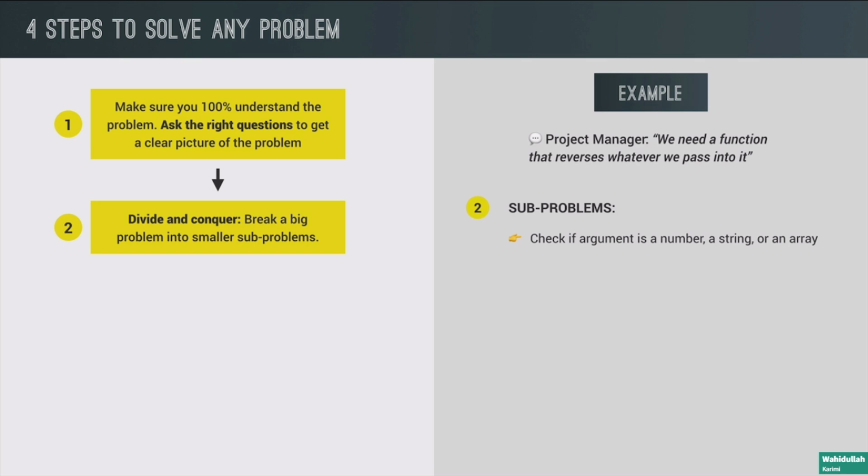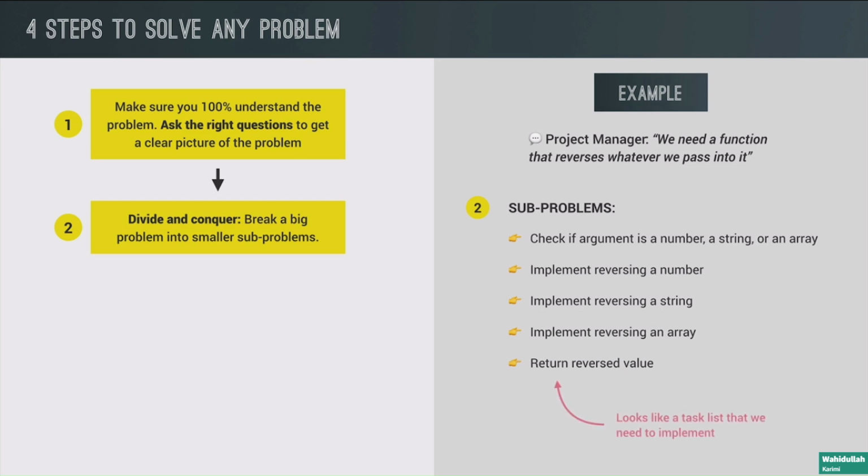The next subproblem is to implement reversing a number, then implement reversing a string, and then implement reversing an array, so that we are ready to deal with whatever is passed into the function. Finally, we then also need, of course, to return the reversed value. So these are our subproblems, and they kind of look like a task list that we now need to go ahead and implement. And this is great, because it makes our work so much easier now.